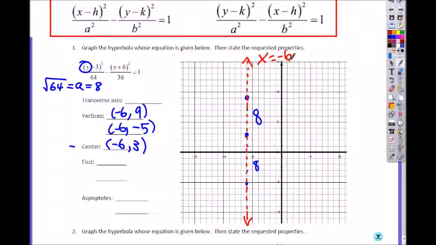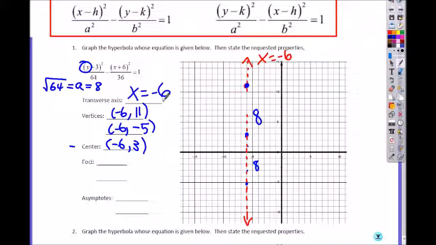Is it 11? So 2, 4, 6, 8. Yeah, it should be 11. You're right. I went up only 6, right? So it should be here 11, and here 11. So how do you write the transverse axis? x is always what? Negative 6.